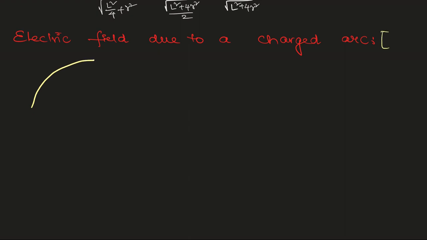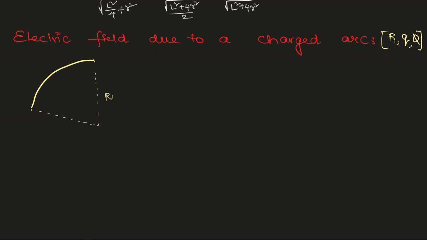And next we'll have electric field due to a charged arc. Electric field due to a charged arc. Suppose you are given like this, there is an arc, its radius is r and its charge is q, and it is making an angle phi at the center. So its radius is r.